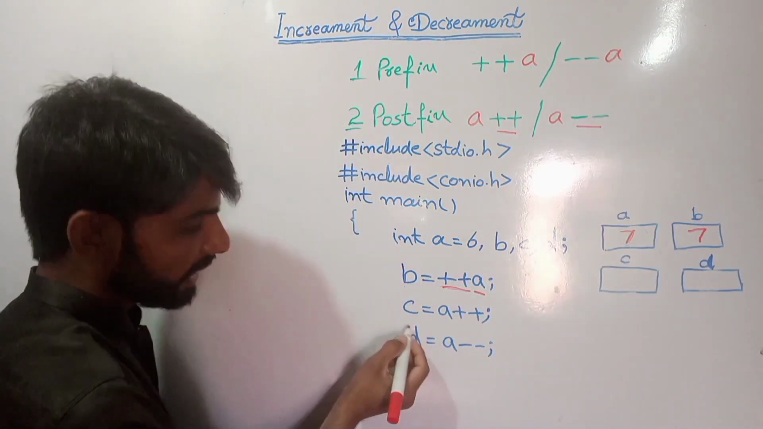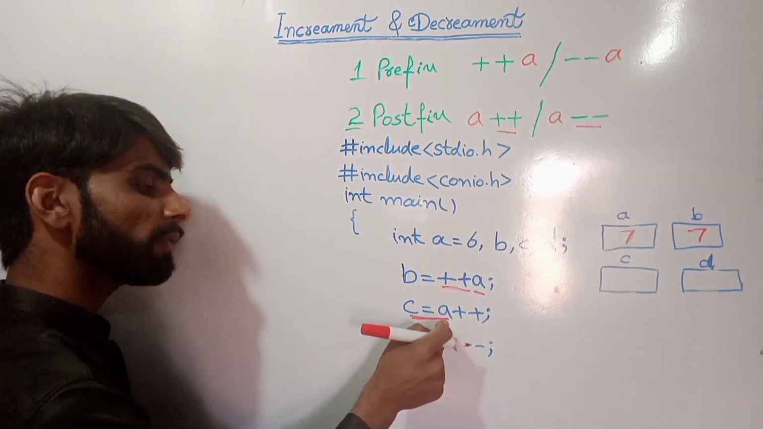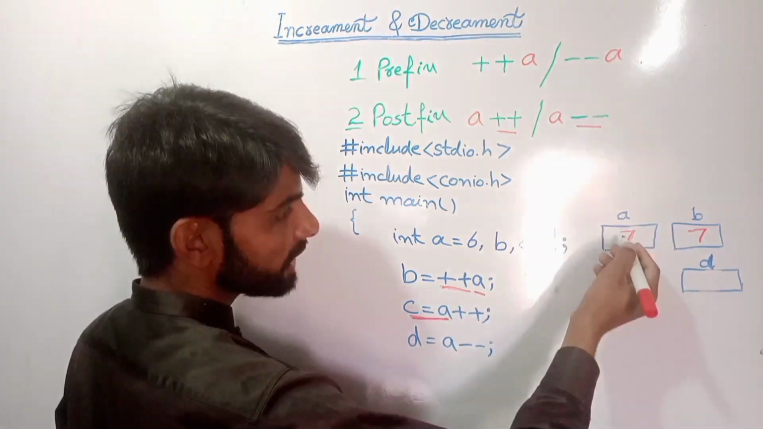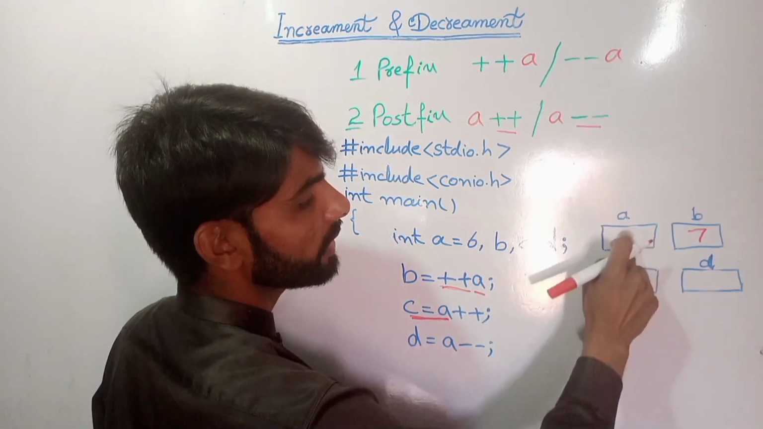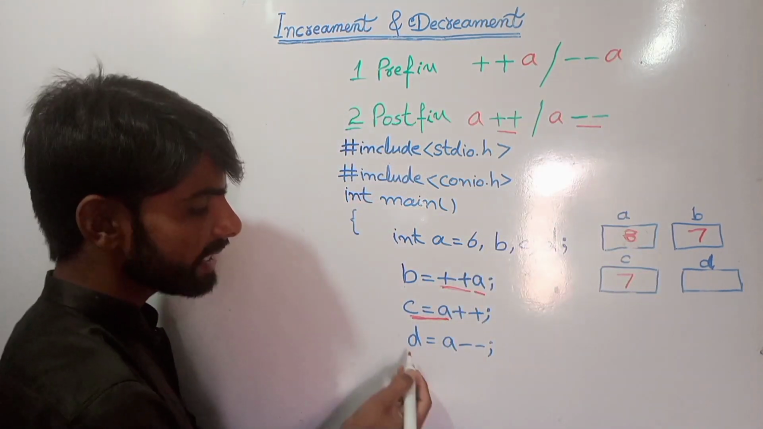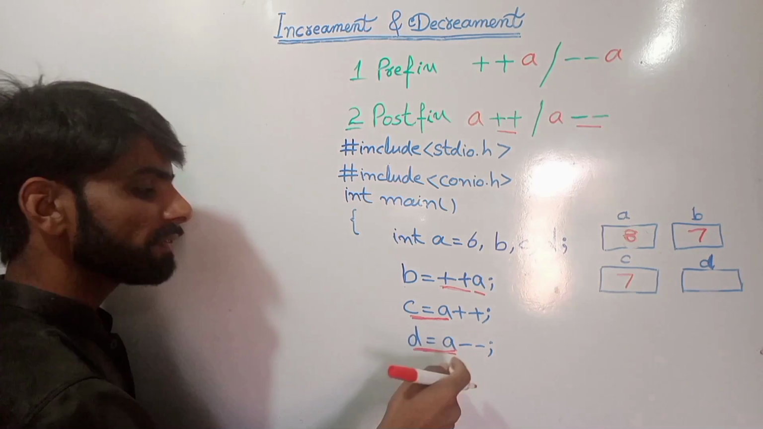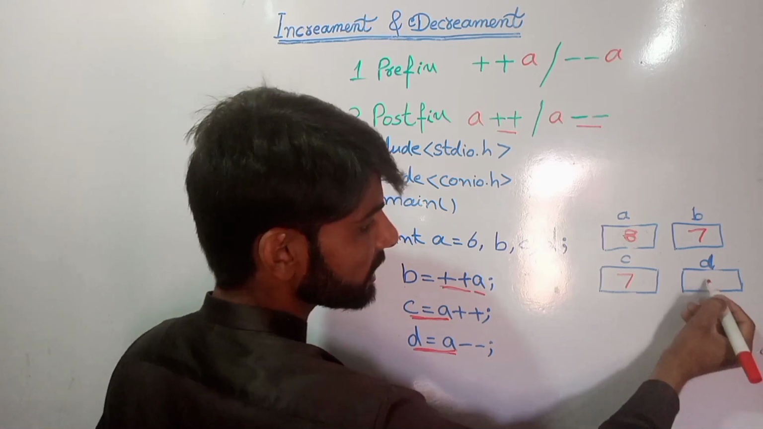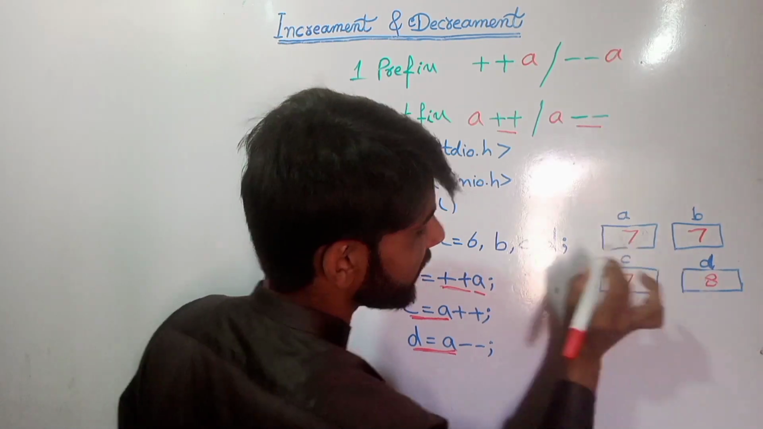In the next case, first the variable and after it the increment. First the value of a will be assigned to this variable c and after that the increment. What value? 7, and 7 will be assigned to this variable and after that the increment makes a 8, right? And in the next case, first assign the value of a to d and after that decrement by 1, right? So first 8 will be assigned to this variable and after that the value will be decreased to 7, right?